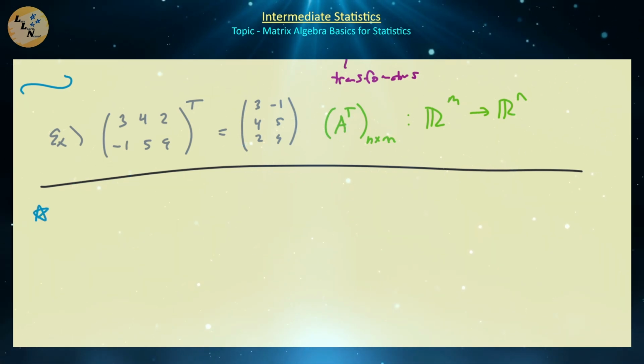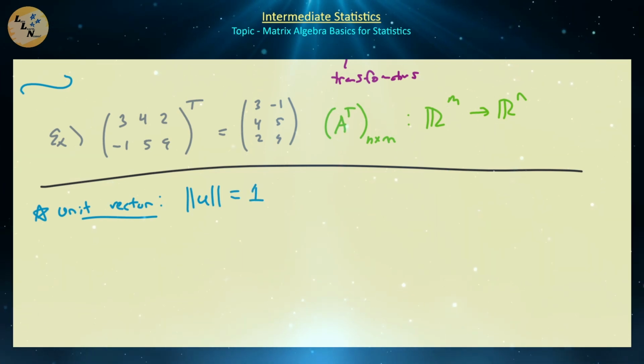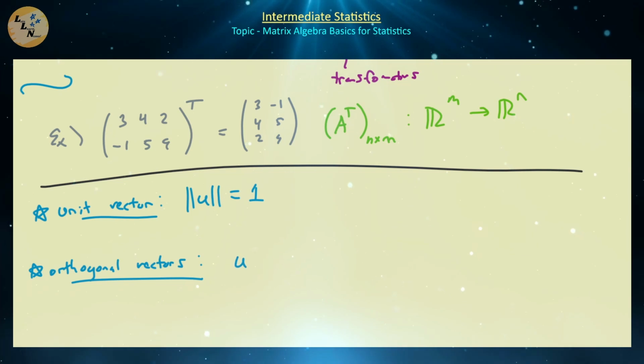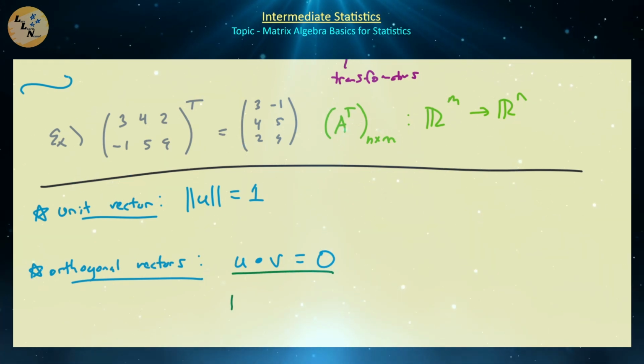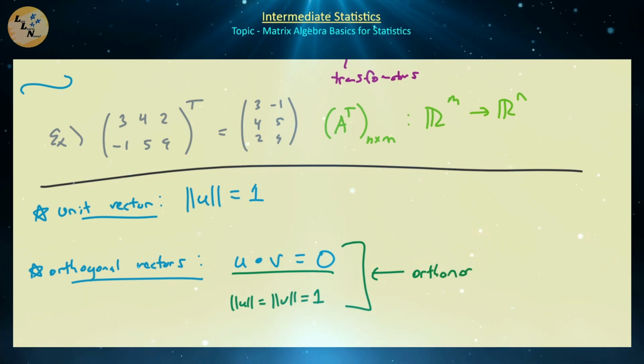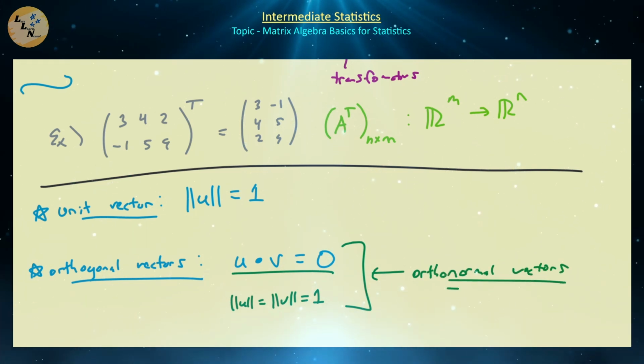A couple other important things about vectors. The first one is called a unit vector. A unit vector is just a vector whose norm is equal to 1. Another relation between vectors that is very important is what we refer to as orthogonal vectors, and that's when the dot product between these two vectors is equal to 0. If you have two vectors that are orthogonal to each other and the norm of u and the norm of v are both equal to 1, then these properties together are what we refer to as orthonormal vectors. So two vectors that are orthogonal to each other and both have a norm of 1 are orthonormal.